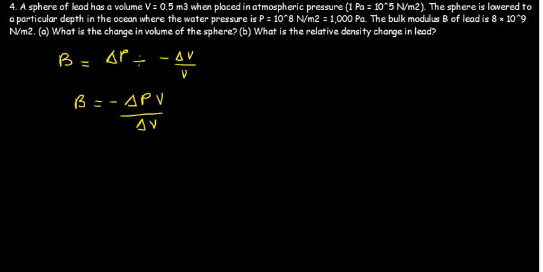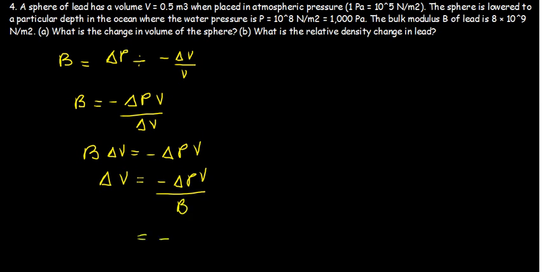So what is the change in volume? Let's make change in volume the subject of the formula. So crossing and multiplying, that would be bulk modulus times change in volume equal to negative change in pressure times volume, and change in volume therefore is going to be equal to negative change in pressure multiplied by initial volume and then divided by the bulk modulus, and that negative change in pressure is final pressure minus initial pressure.